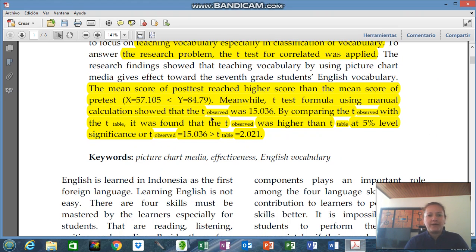Then we find this part. The mean score of the posttest reached a higher score than the mean score of the pretest. X equals 2, Y equals 2. Meanwhile, the t-test formula using manual calculations. So we're naming here calculations that can be manual or can be using a computer. Another thing is by comparing the T observed with the T table. So we're making a comparison here, and it's giving us a number at the 5% level.